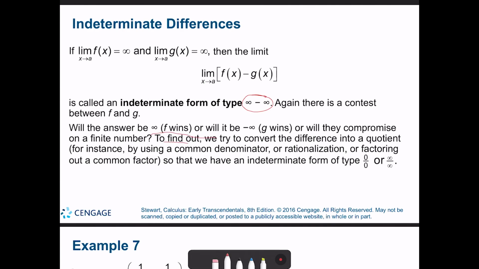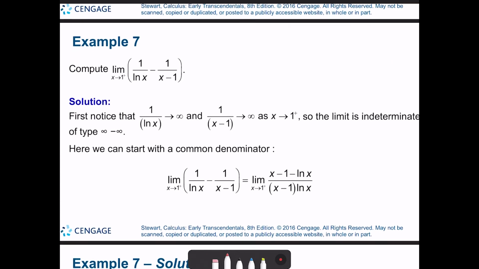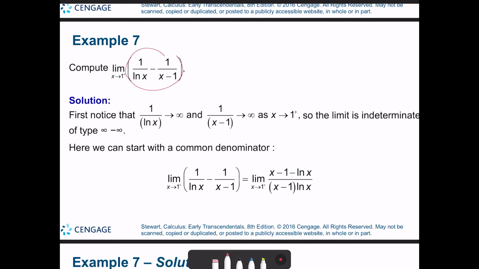To find out, convert the difference into a quotient. Convert the difference into a quotient, really? So that we can end up with 0 over 0 or infinity over infinity? Is that possible? Sure is. How am I supposed to turn this subtraction problem into a quotient? Find a common denominator. And if you do find a common denominator, then you're going to end up with this problem.